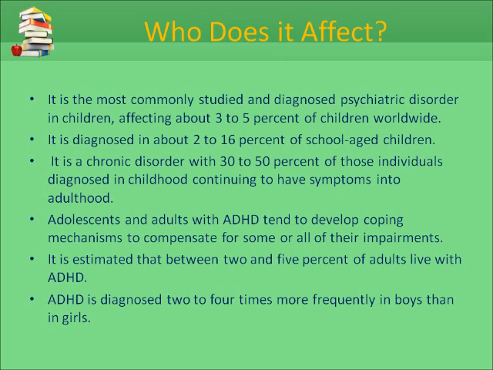It is a chronic disorder, with 30 to 50% of those individuals diagnosed in childhood continuing to have symptoms into adulthood. Adolescents and adults with ADHD tend to develop coping mechanisms to compensate for some or all of their impairments. It is estimated that between 2 and 5% of adults live with ADHD. It is diagnosed 2 to 4 times more frequently in boys than in girls.